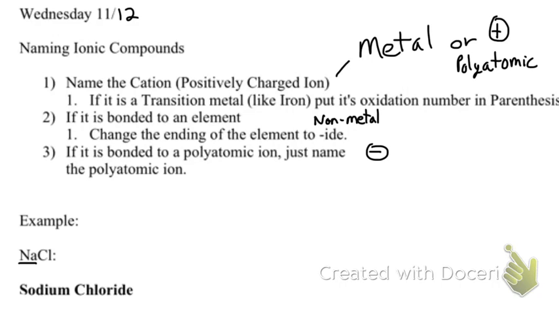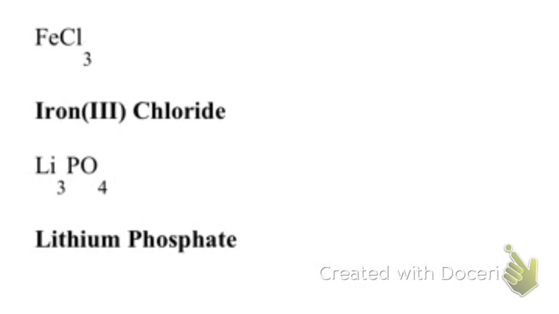Alright, we're going to work 2 more example problems that are slightly more complicated. First off, we have Fe. Fe, as you'll find on your personal periodic tables, is iron. But as you'll also notice on your personal periodic tables, iron is a transition metal. Because iron is a transition metal, we're going to need to put its oxidation number in parentheses. But we've got to figure out what iron's oxidation number is.